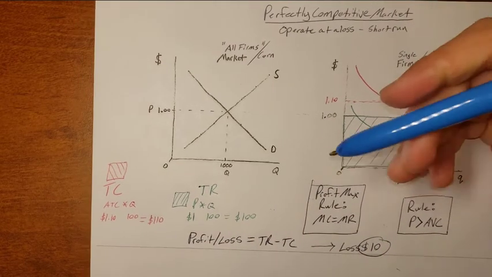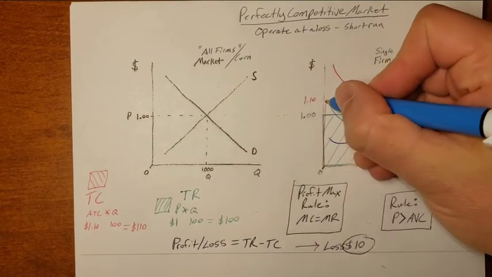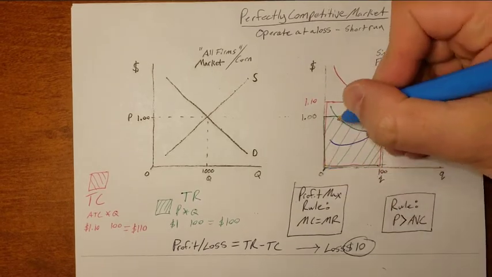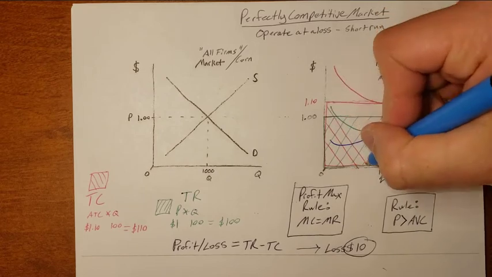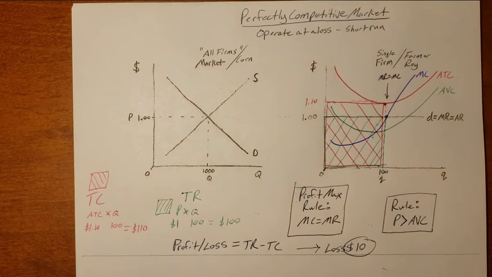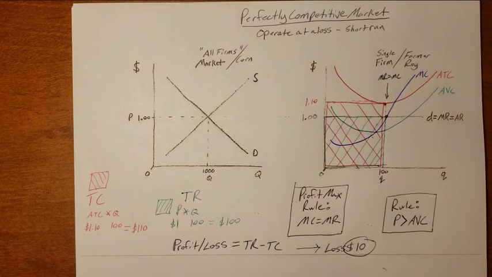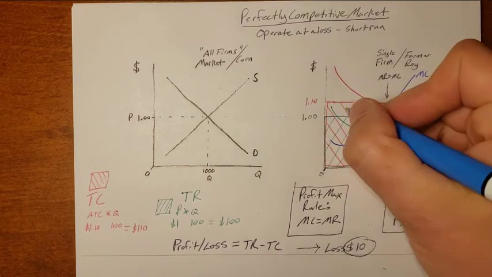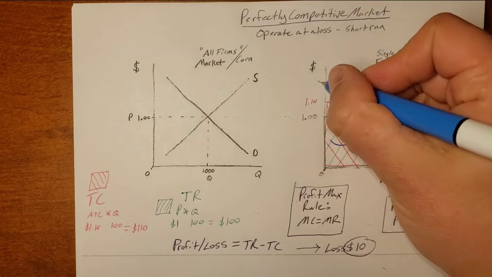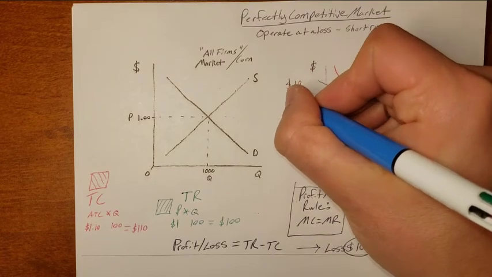Let's go ahead and graph it up here. Let's highlight this area all the way up to 110 over to the quantity of 100. That's going to be our total cost. Okay, now you can see that this area here is greater than the area of total revenue. So this is going to be the area of loss, and that loss is going to be a $10 loss.